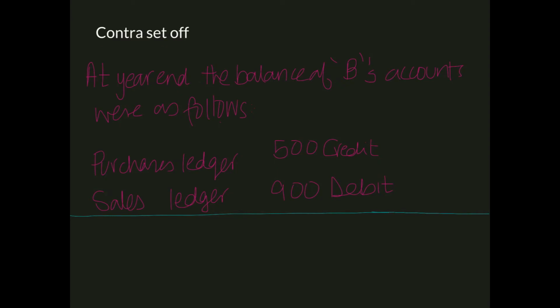At year end, the balances of B's accounts were as follows. Purchase ledger 500 credit, which means we owe 500 to B, and sales ledger 900 debit, which means B owes us. First we will calculate the set off mentally. We will receive 900 from B and we have to pay 500 back to B, as we discussed.